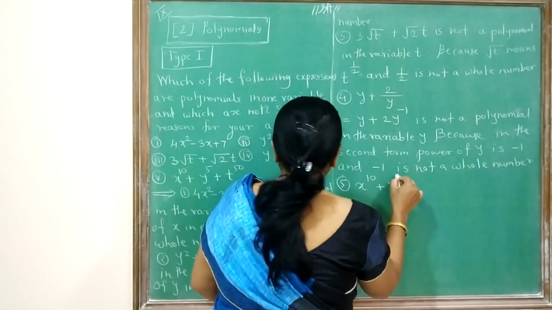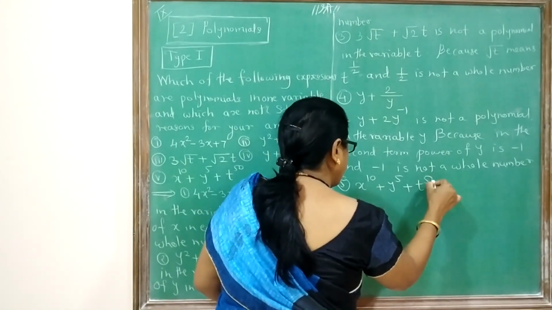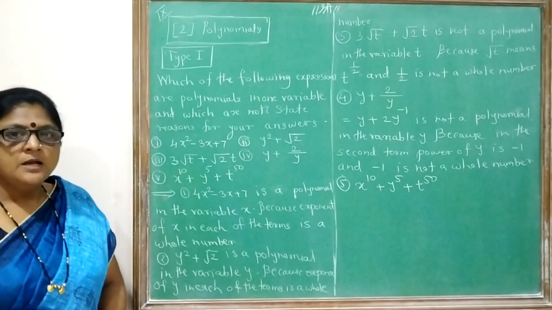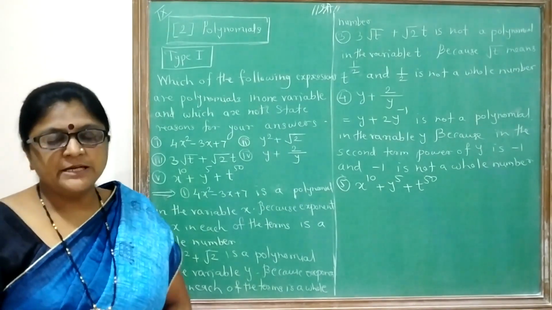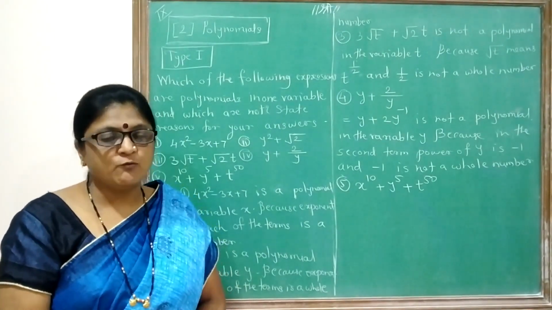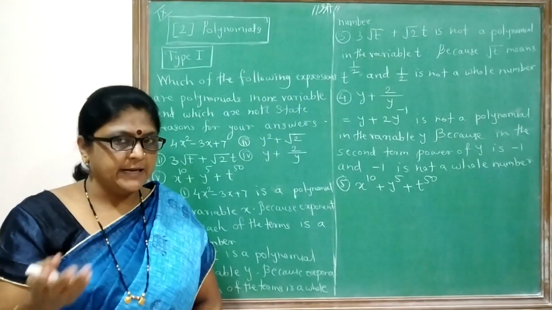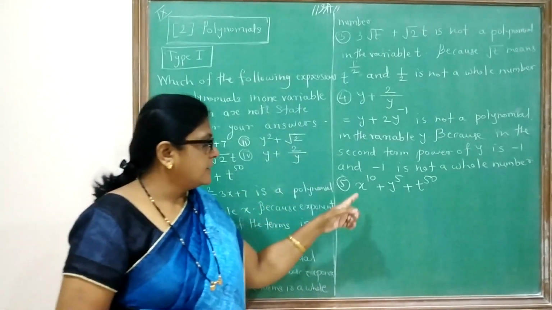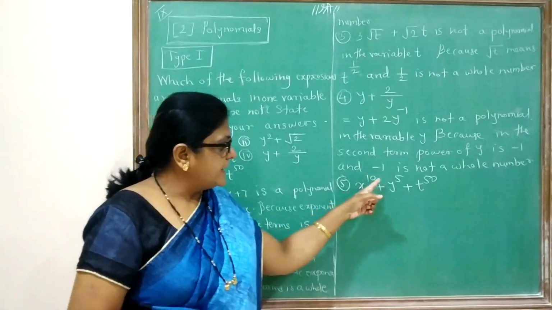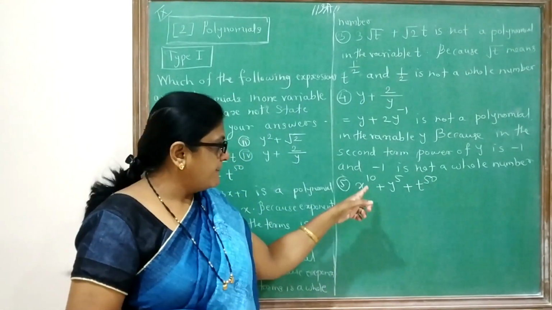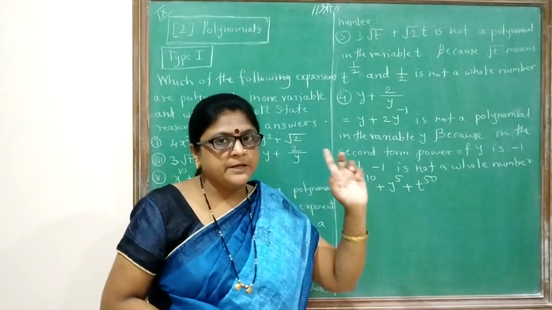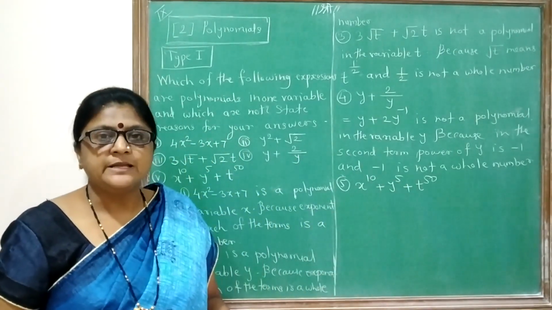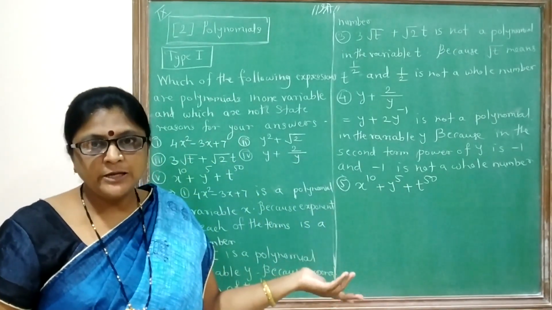Then your fifth example, x raised to 10 plus y raised to 5 plus t raised to 50. Here how many variables are present? Three variables are present: x, y and t. But see here its powers: 10, 5 and 50, and they are whole numbers. Then it is a polynomial.